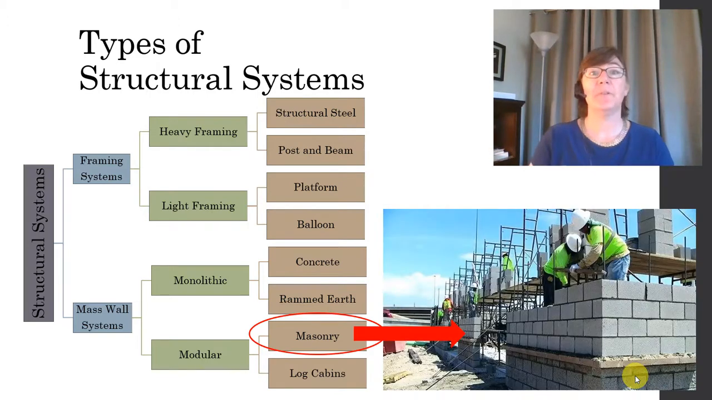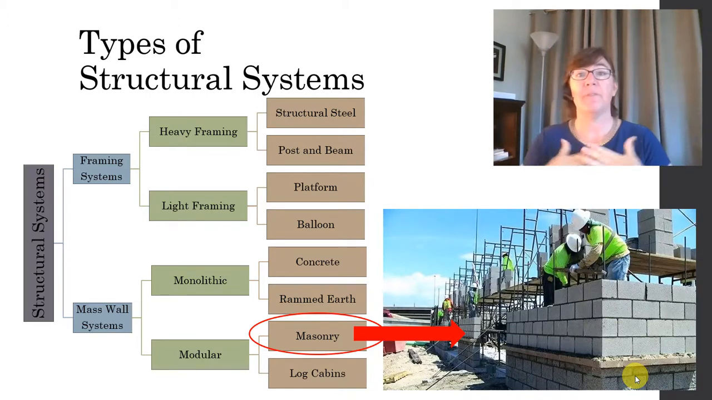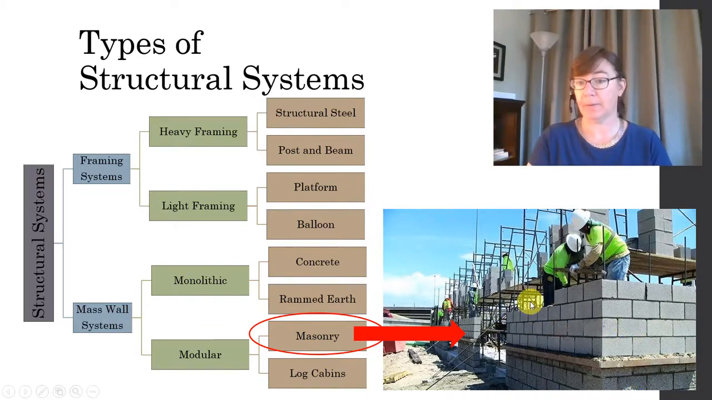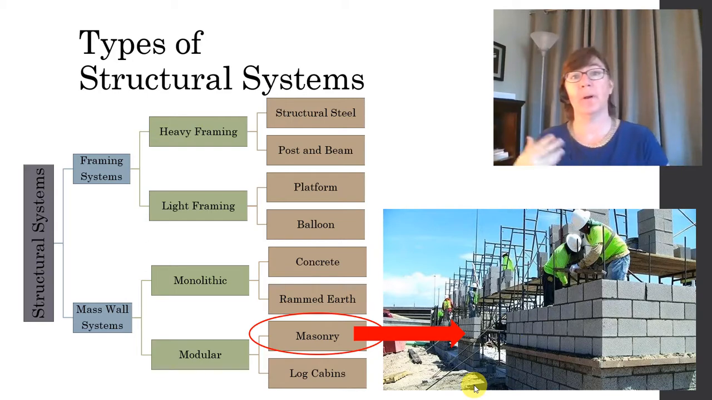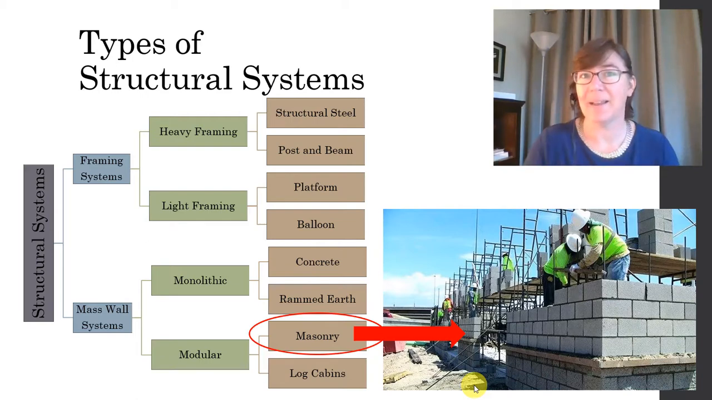So where can you see masonry as a structural system? Very commonly here in the US, you see these concrete blocks. All right, this is often used for commercial buildings. If you've ever gone inside of a Costco, you've been in a concrete block building. That's a fairly common example.